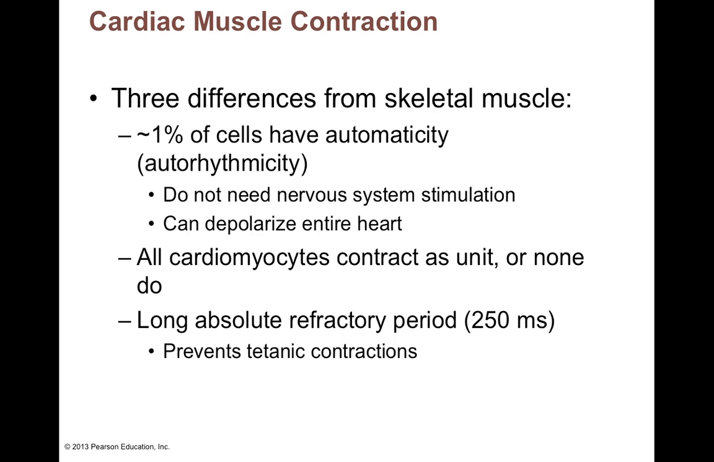And what allows for that is this long absolute refractory period, which ultimately relates to the length of the action potential itself. So we're saying it's 250 milliseconds in length. In a skeletal muscle cell, it was only 2 milliseconds. So this is over 100 times longer than a skeletal muscle cell, which is pretty interesting.